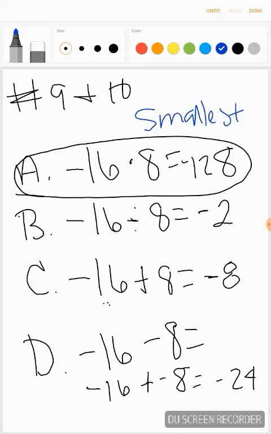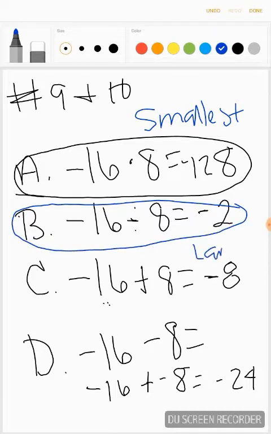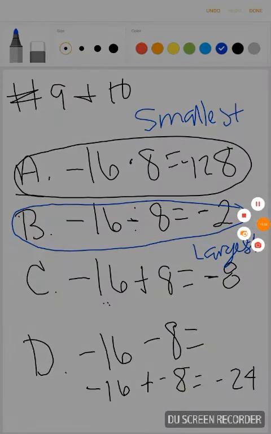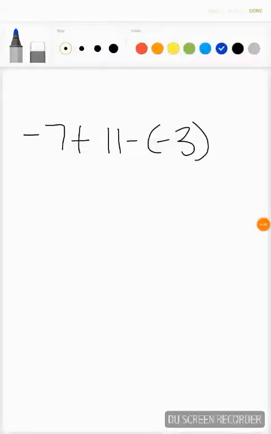Now, when we're dealing with negative numbers, our largest is the one that is closest to 0, or the furthest to the right on the number line. So our largest is going to be B. So this answers number 9 and 10. All right, now we're moving on to number 11.